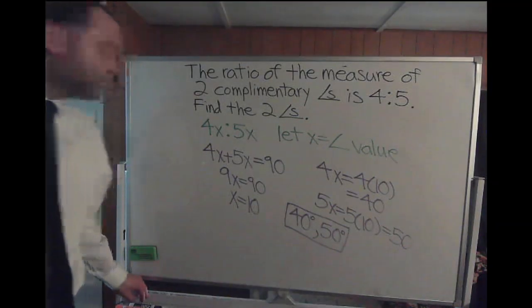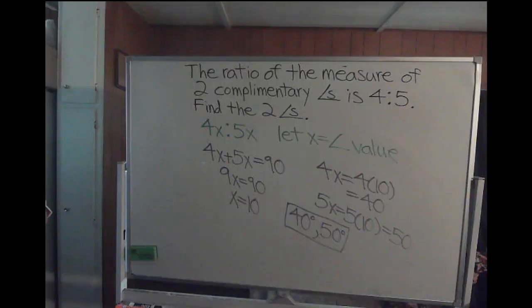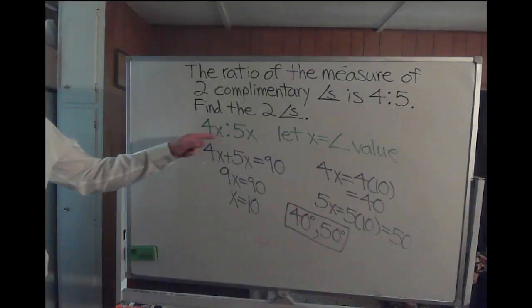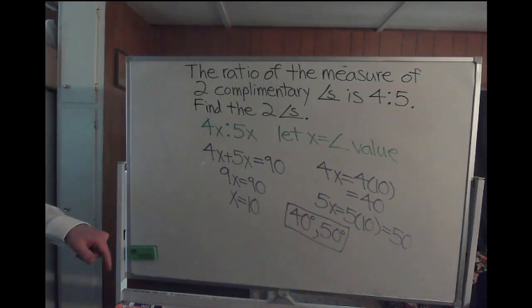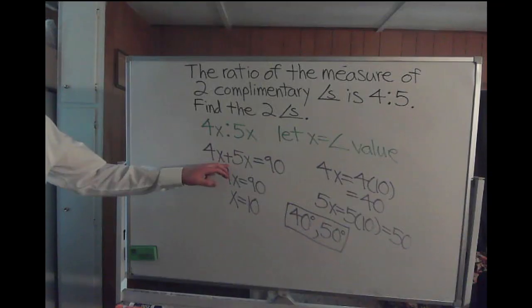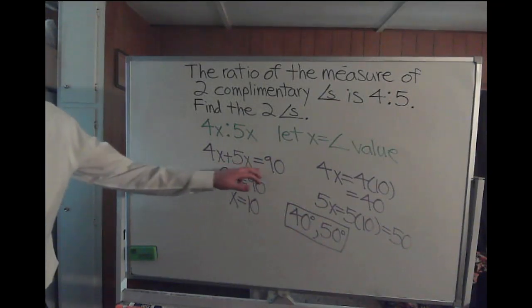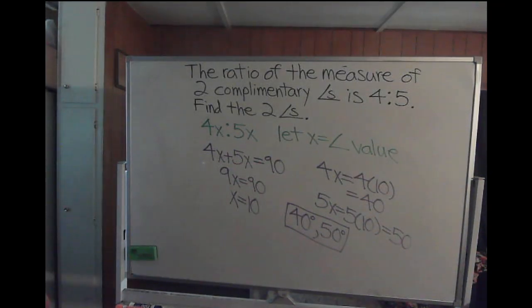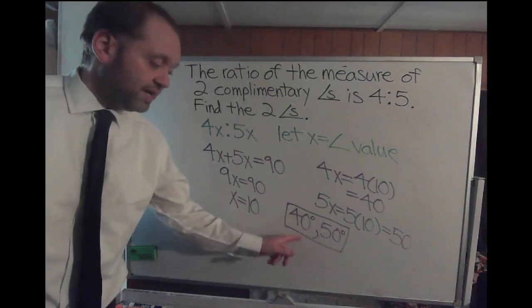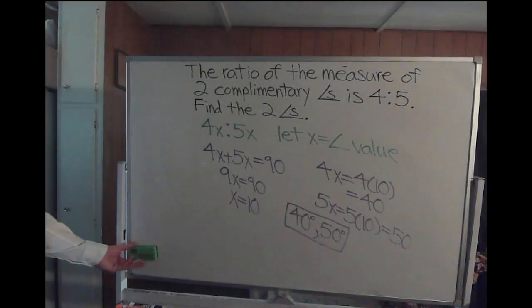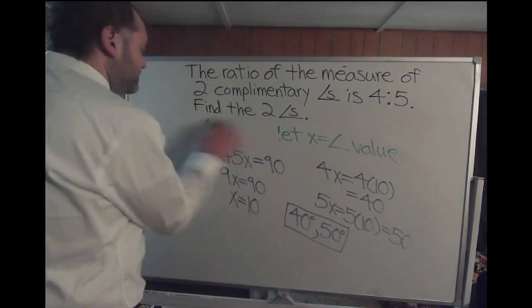So what you're going to do then is, if you have two angles in a ratio, you take the value of your numerator times x and the value of your denominator times x. Then you add those two numbers together, set it equal to 90 if they're complementary, solve for your x, and then plug it in for your two angles. That would be 4x to 5x. You get 40 and 50 degrees. And I got more examples like this.